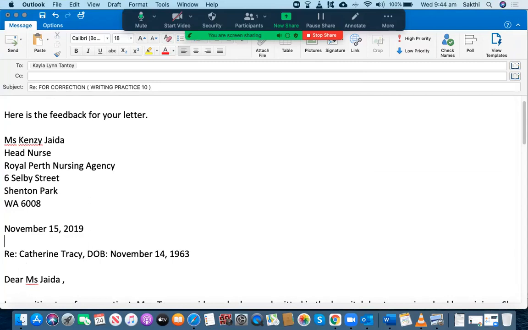She has written down the addressee's details at the top of the letter, but the problem with the designation of the addressee is that she didn't write "the" in front of that. So it must be "the head nurse." That's the way we need to write it down. So "head nurse" is incorrect. That's the first mistake here. And then she has written Royal Perth Nursing Agency. That's good. And then the address of the organization. That's good as well. All right, let's go here.